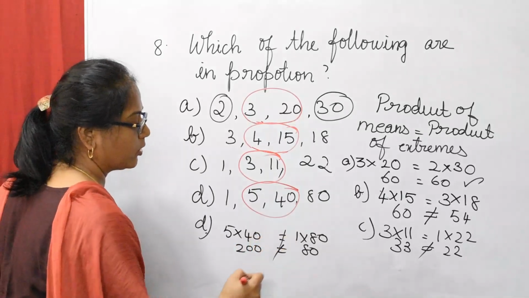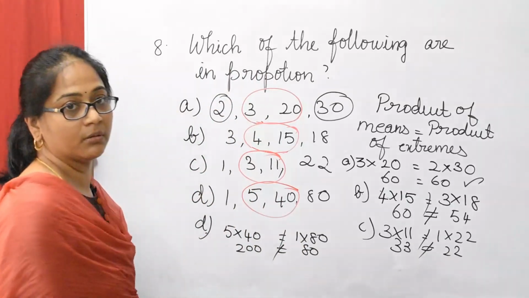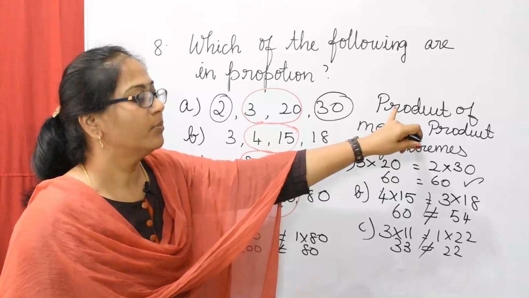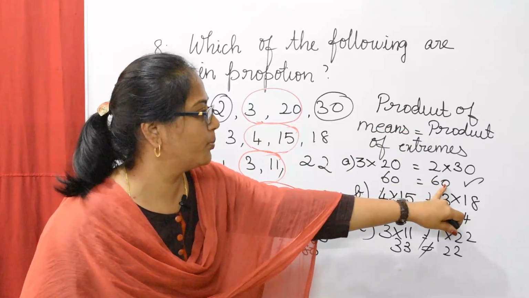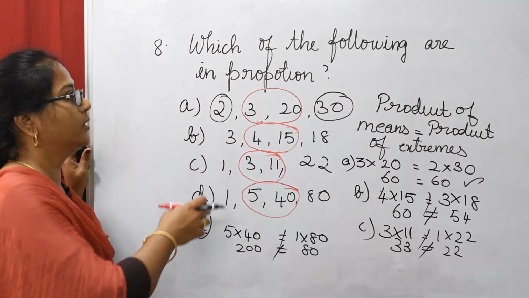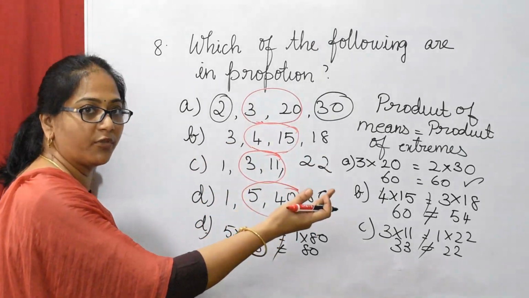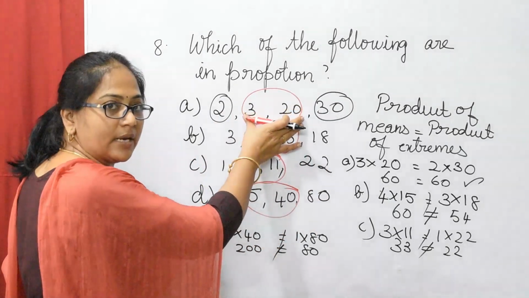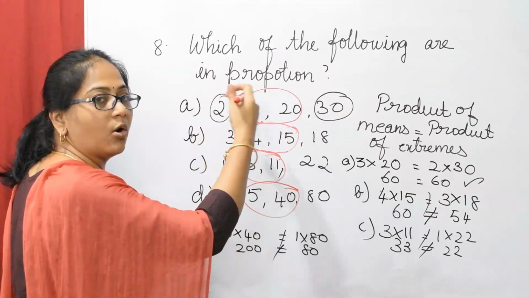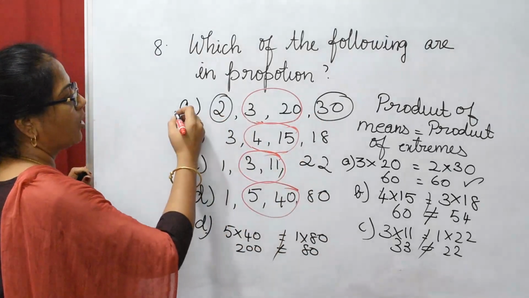Okay, so option B is not proportion, option C is not proportion. Understood? So only option A is proportion. Product of means is equal to product of extremes. Understood? This is how we have to do the sum. So we have to check whether this product of means is equal to product of extremes. Means means the number which is there in the middle, and extremes means which is there in the right and left corner. Okay, so our answer is option A.